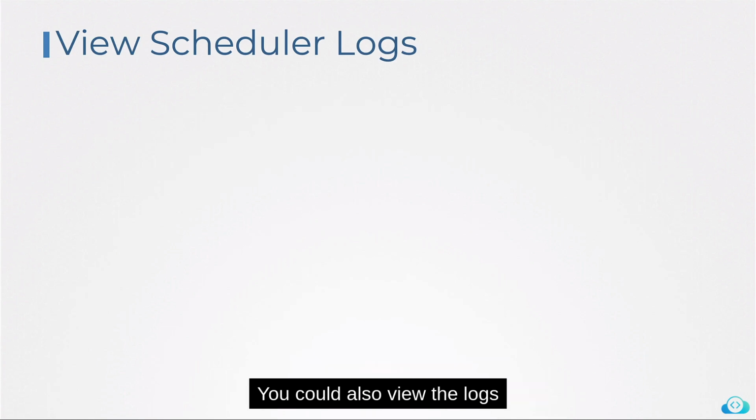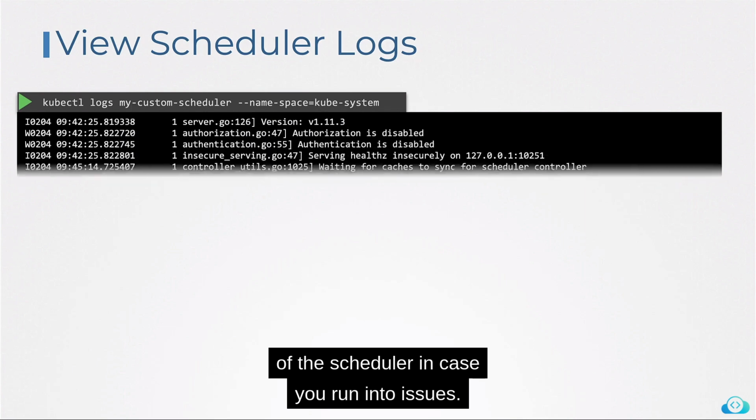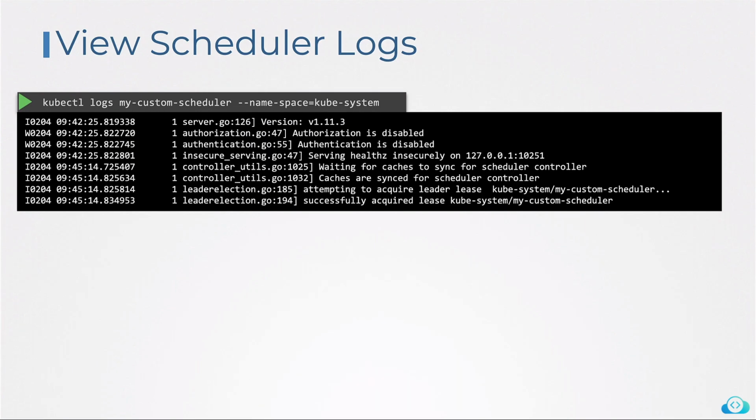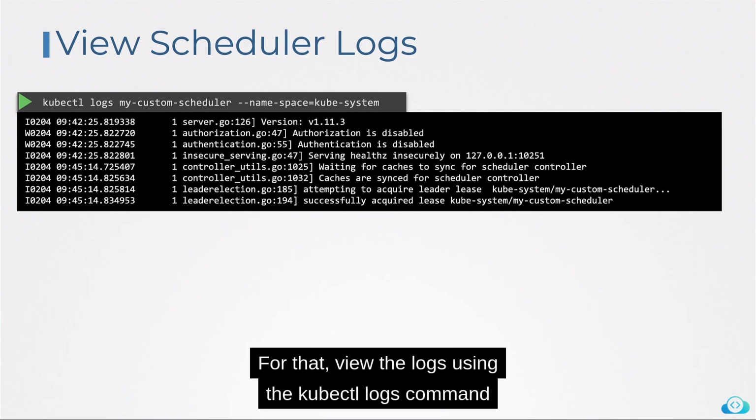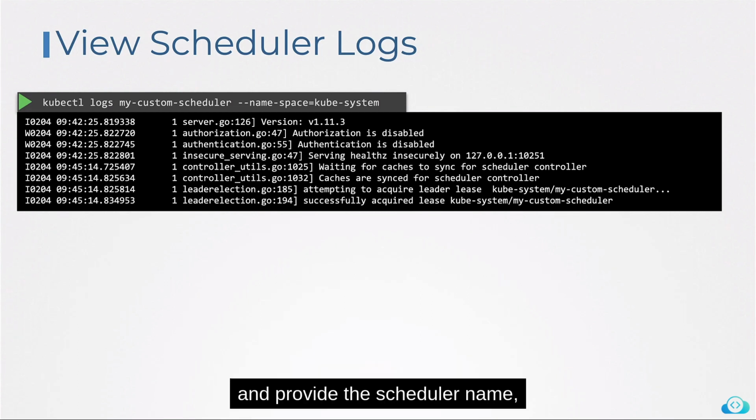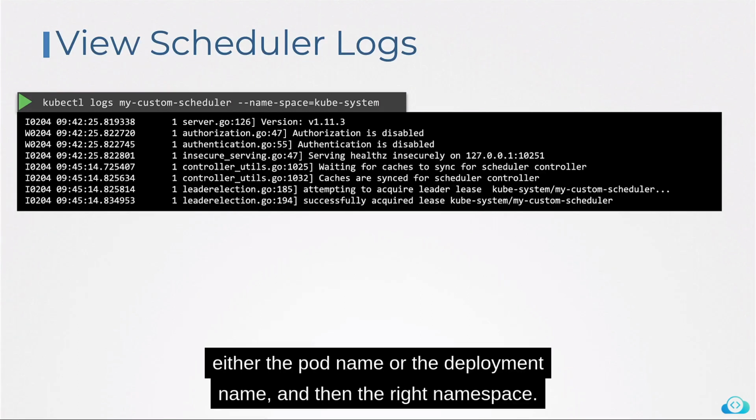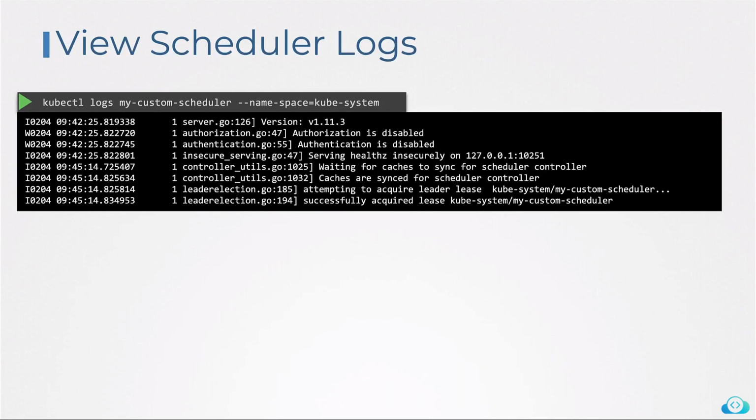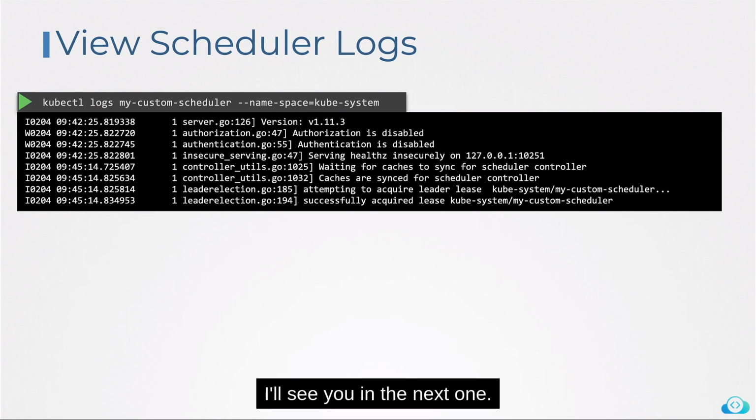Now, you could also view the logs of the scheduler in case you run into issues. For that, view the logs using the kubectl logs command and provide the scheduler name, either the pod name or the deployment name, and then the right namespace. Well, that's it for this lecture, and I'll see you in the next one.